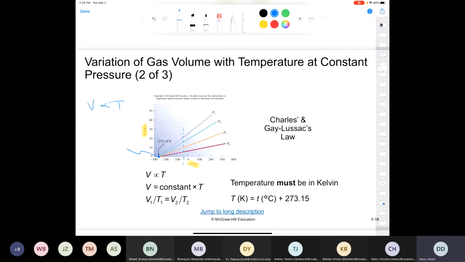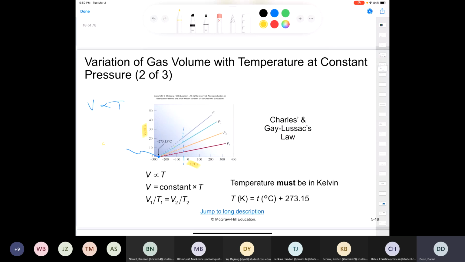Now you might be wondering, why do they all become dashed down here? Why isn't it just a solid line? The reason is because gases condense once you get to a low enough temperature. They're not going to be gases anymore. So this is extrapolating the line, but what you see is that all of these plots are going to end up at the same point.